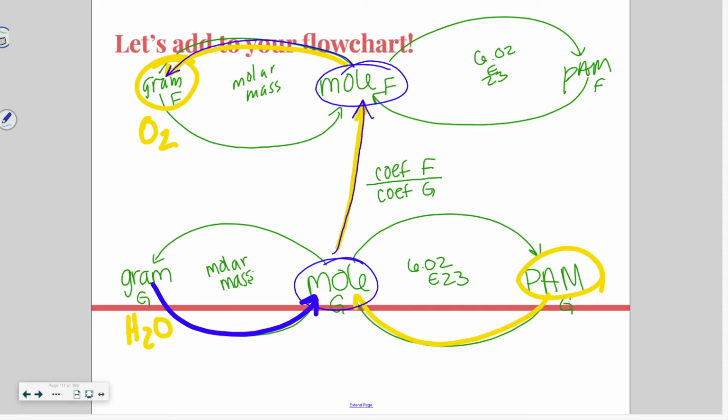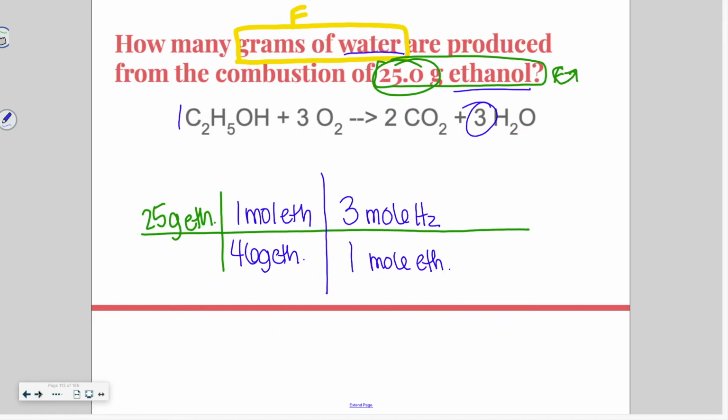Now that I found moles, now I can go either way I need to go. So, on the top, I'm multiplying by what? The molar mass of my find, which is H2O. They want me to find water. I'm going to multiply by the molar mass, grams of H2O, which is hydrogen plus oxygen gives you 18. And that's 18 grams per 1 mole of water.